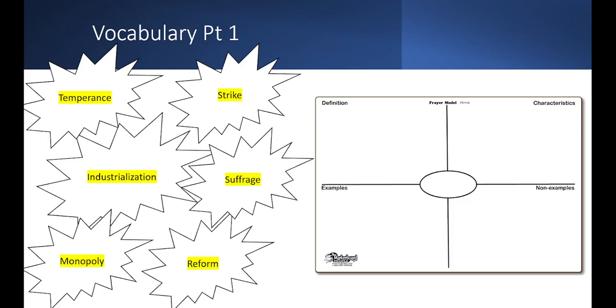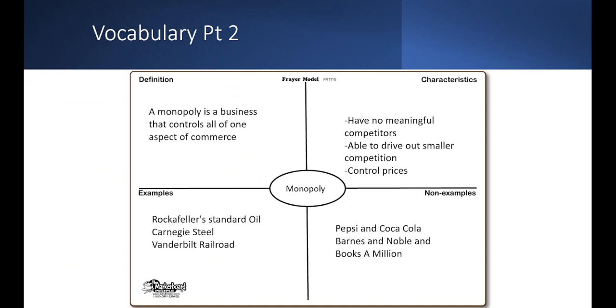So now let's go to an example of a Freyer model filled out for one of these. So we did monopoly. So it includes the definition, which is a monopoly is a business that controls all of one aspect of commerce. We have the characteristics that are important for us to remember about monopolies in order to remember the terminology. So they have no meaningful competitors. They're able to drive out smaller competition. They control prices. And then we have the examples like Rockefeller's Standard Oil, the Carnegie Steel Company, the Vanderbilt Railroad.